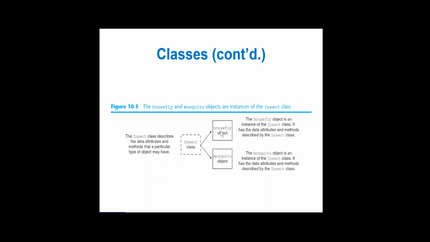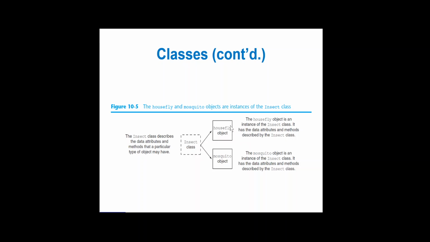So think about two types of insects, maybe a housefly and a mosquito. These two are objects of insect. They carry the same attributes. Maybe you can customize some other attributes for the housefly and for the mosquito. Okay, so this is the idea.